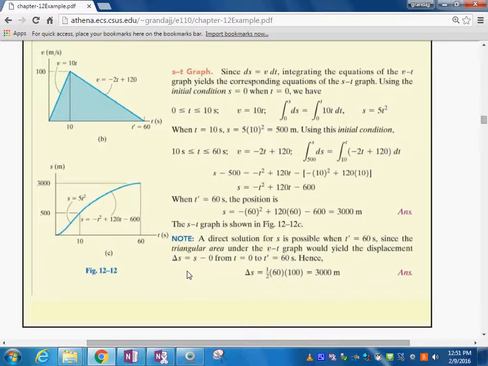Now in this case, if t prime is 60 seconds, which is part of what the problem is asking, what's the position? So you see, and that's the case, you have this parabolic side and you have this rectilinear side. Well, it's not really rectilinear, it's another quadratic equation.